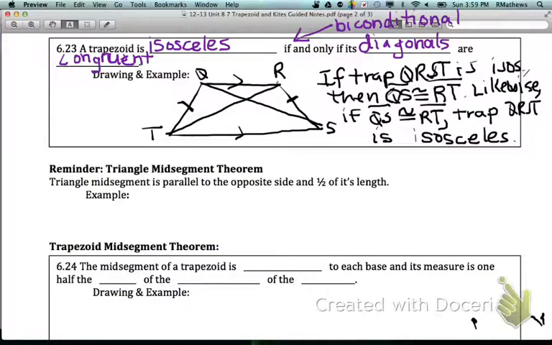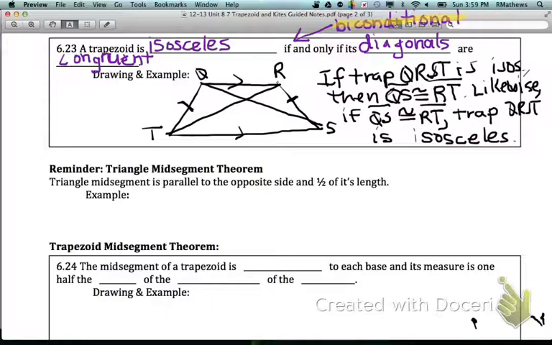All right, our final theorem about isosceles trapezoids is 6.23. A trapezoid is isosceles if and only if its diagonals are congruent. So first let's talk about that "if and only if." Remember, that's something called a biconditional. We talked about that earlier in the year. And so here's our example.